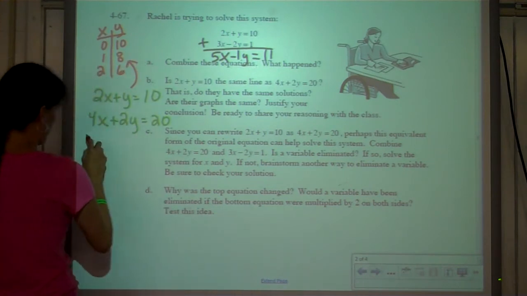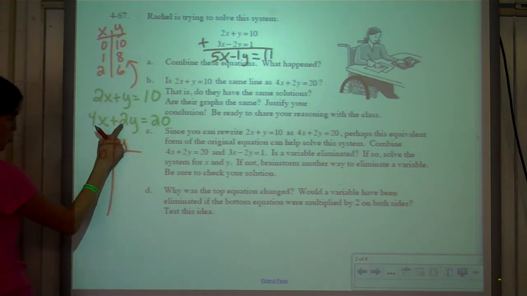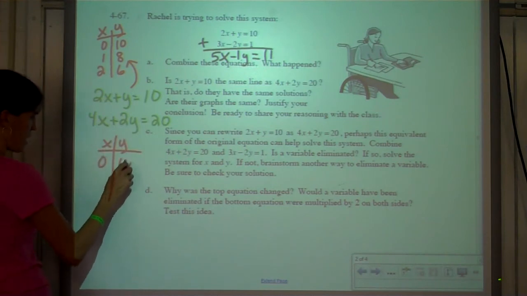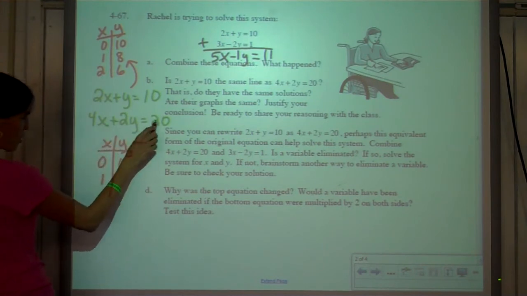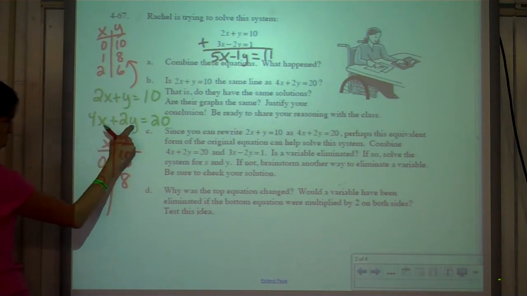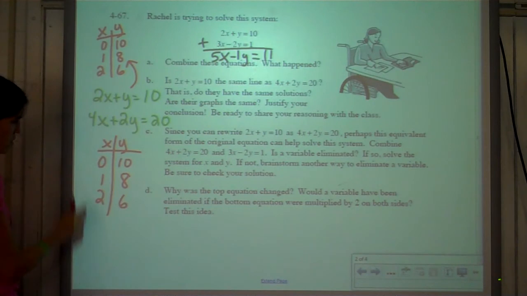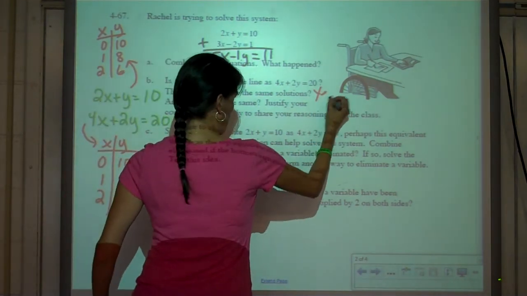Let's do the same for this graph. If I put a 0 in for x, 2 times what number gives me 20? 10. If I put a 1 in, 4 times 1 is 4. 4 plus what number gives you 20? 16. And I realize you guys probably can't do this in your head. If I put a 2 in, I'll get an 8. 8 plus 12 gives me 20. Do they have the same solutions? They do. And you can keep doing it. So if they all have the same solutions, yes, they have the same solutions.